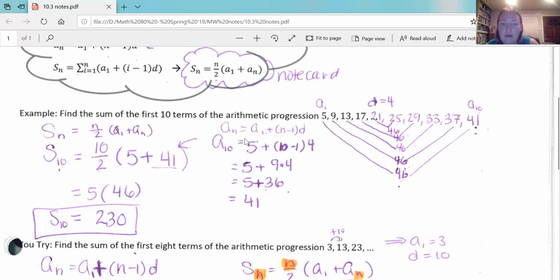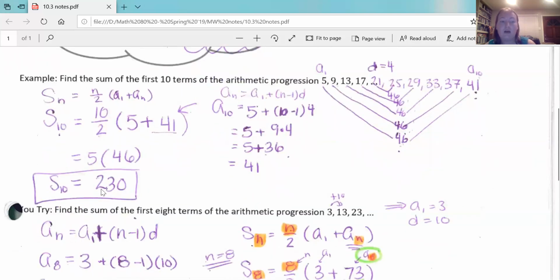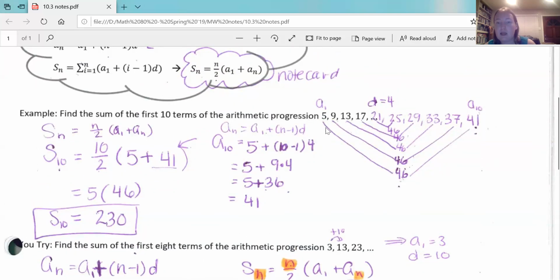So I plugged in my a sub 1 of 5. I plugged in my n of 10. Minus 1 is just minus 1. My difference being 4 between all of my terms. And so a sub 10 would be 41, which again I got when I just kept adding 4. So with an a sub n for 10, my a sub 10, because these have to match, is 41. Following order of operations, I end up with a sum of 230, which is the same thing I get if I actually add up all these together. I will have 5 of these 46s, so same answer.